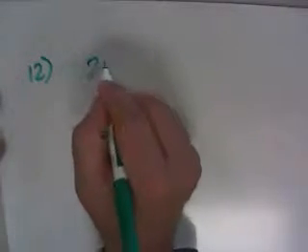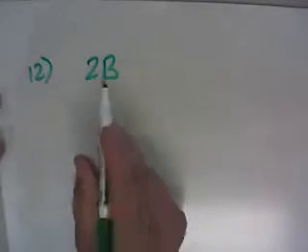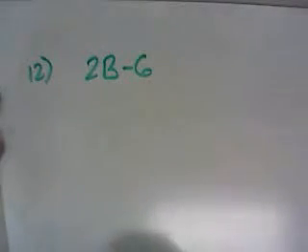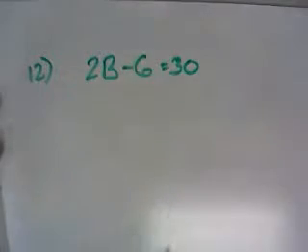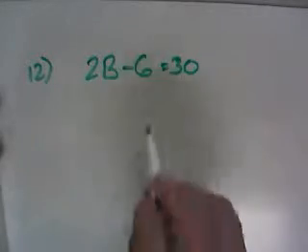Let's do one last problem here. Last problem on the quiz was number 12. And number 12 says 6 less than twice Bill's age. Well, if this is twice Bill's age, I want 6 less than that. So minus 6 is 30. That's the equation we should have set up for number 12.